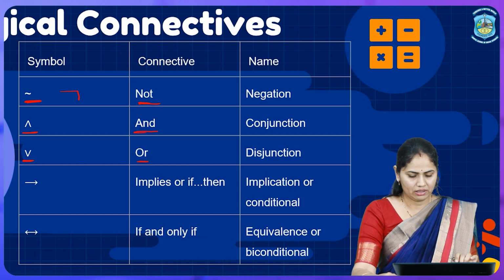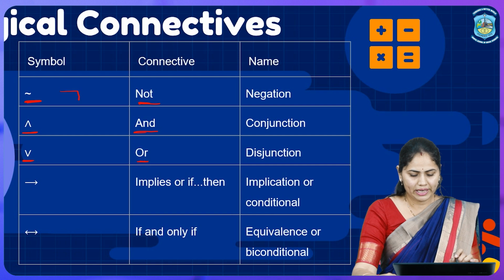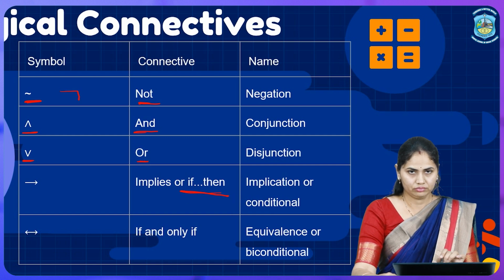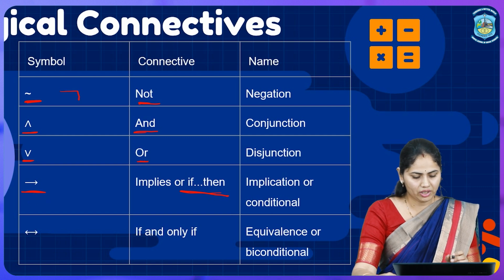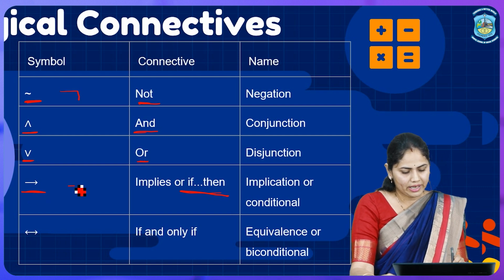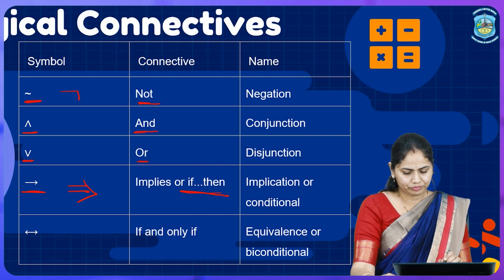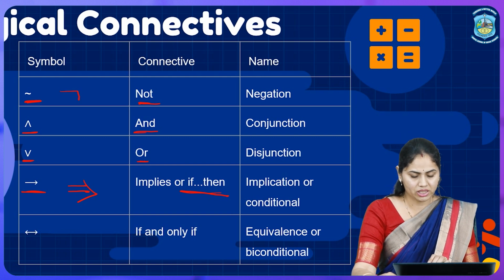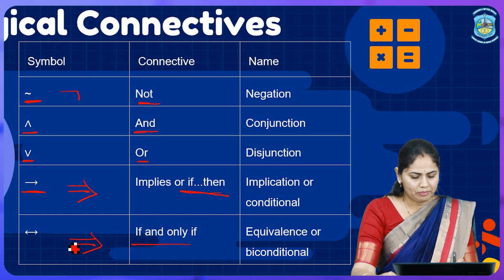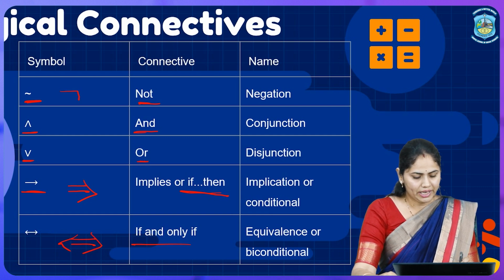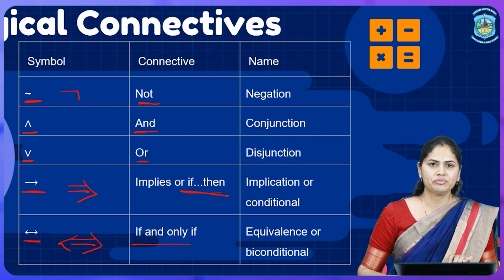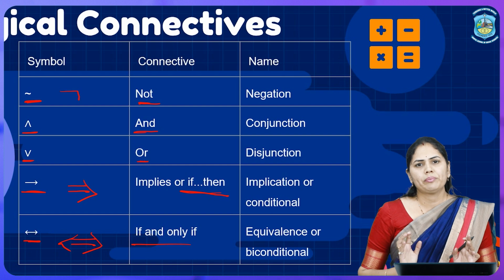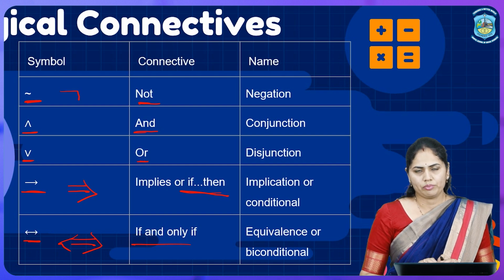Implication or conditional, which is also called 'if then', has this arrow as its symbol. We can also use a double line arrow to represent this. Equivalence or biconditional is also called 'if and only if'. We can also use a double sided arrow with double line or this single line arrow. So, these are the 5 logical connectives which we generally use to represent compound statements.